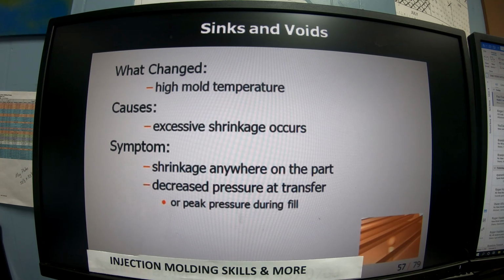When the mold temperature is too high, excessive shrinkage will occur anywhere in the part. This is especially true with semi-crystalline polymers whose crystallinity increases when the rate of cooling is reduced. These are plastics like nylon and acetal, by way of example. In such a process, you may see little change in the process except for a rise in the pressure at transfer.